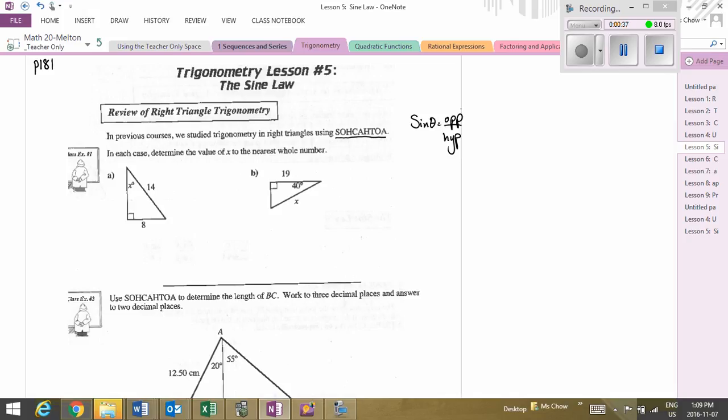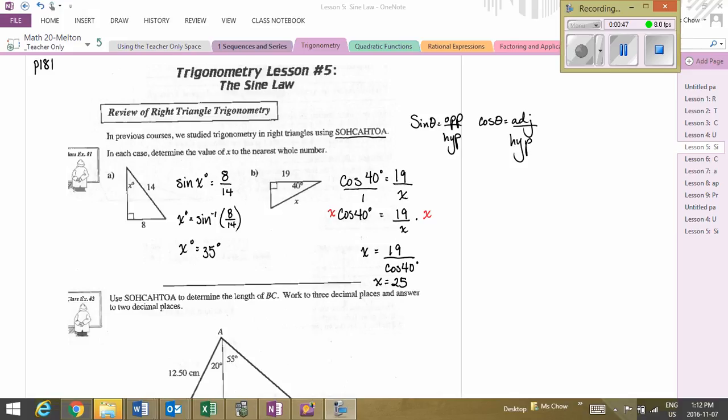opposite over adjacent. Since this is review for class example number 1, A and B, would you hit pause and just work through those examples and come back and check your answers.